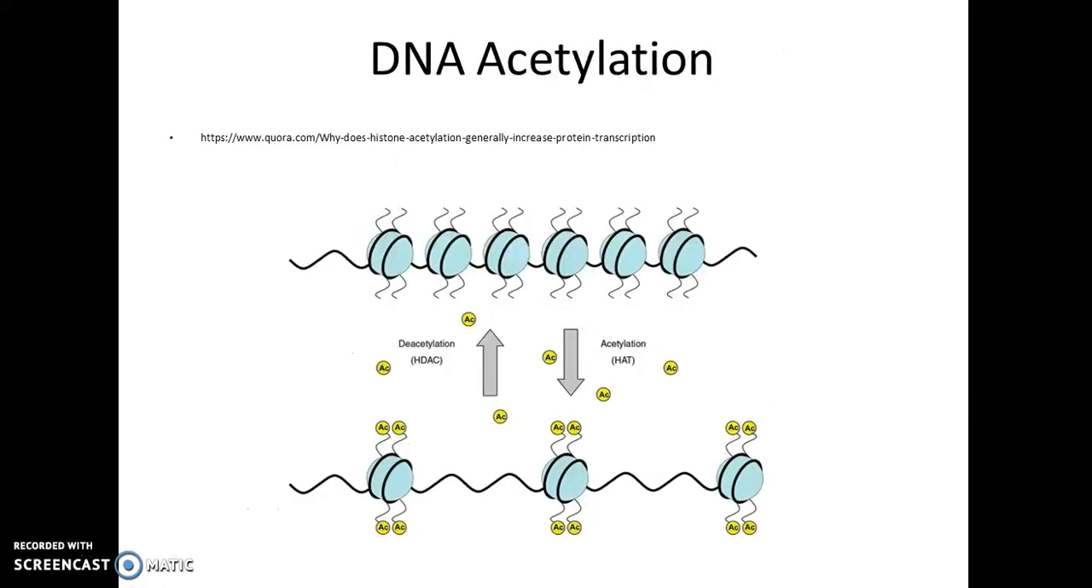So we have acetylation here, acetyl groups. You notice that the DNA between the nucleosomes gets larger, so they can produce more mRNA, or hnRNA, which is converted to mRNA.